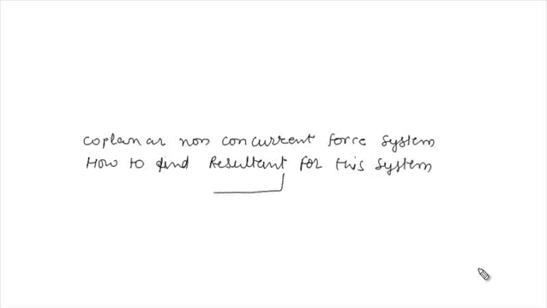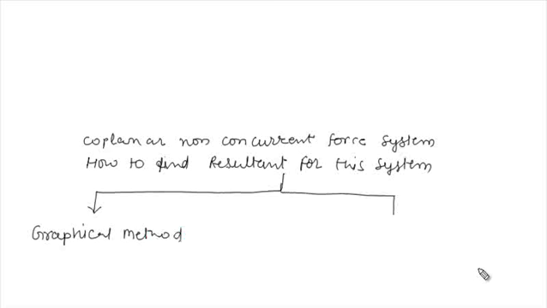Now let's talk about the coplanar non-concurrent force system. How to find R for that? How to find the resultant for this system? Similarly, there will be two methods. One is graphical and the second one is analytical.